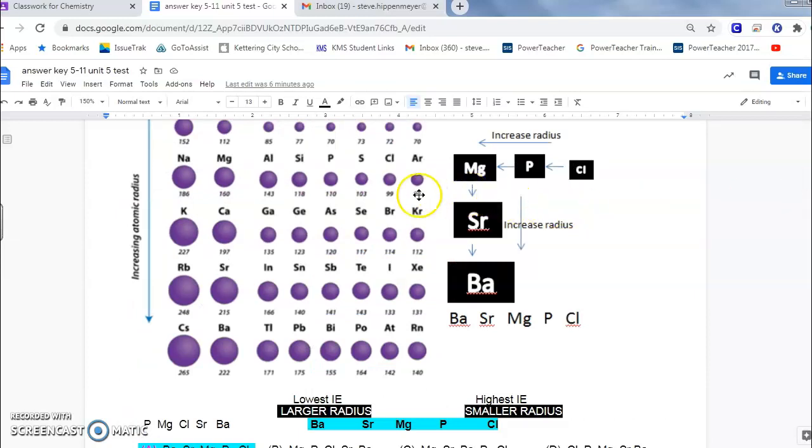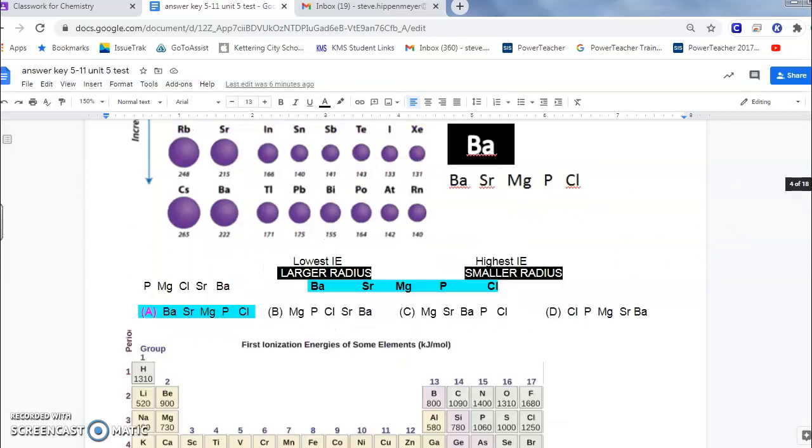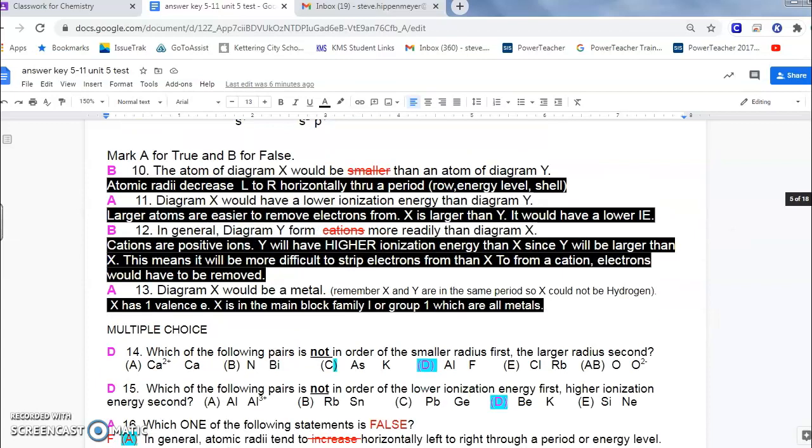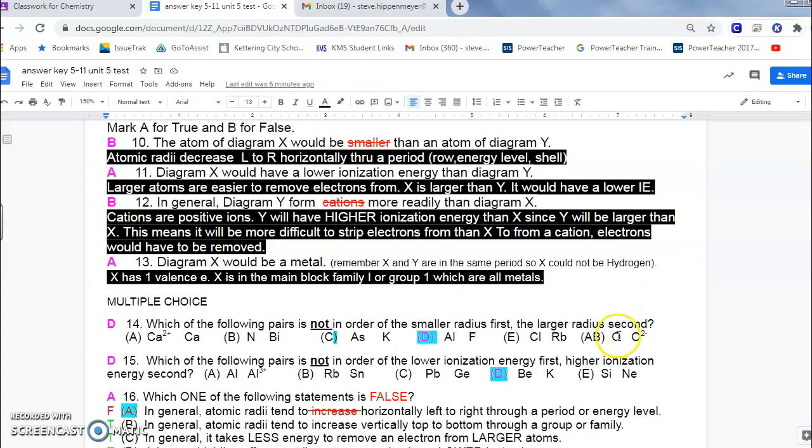Chlorine is 99 picometers, rubidium 248. That's like 2.5 times bigger. So chlorine should be first, rubidium second. What about O and O2 minus?